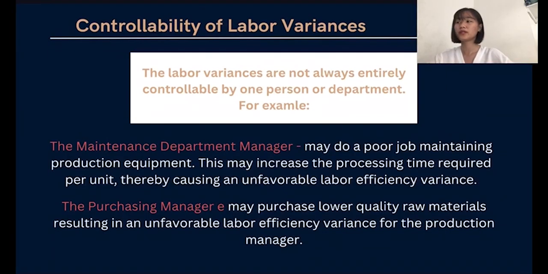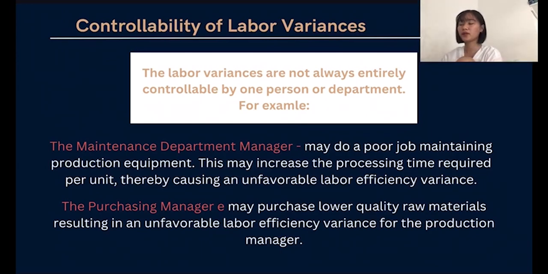Next is controllability of labor variances. Labor variances are not always entirely controllable by one person or department. In real business, we would need to get to the bottom of this and find out what's going on. Just finger pointing isn't going to help us improve our company. And remember, the whole reason for doing this and looking at our standards and analyzing all of this is to improve our company's overall performance. So the labor variances are not always controllable.